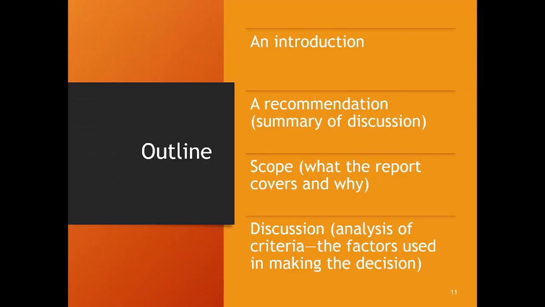A recommendation report consists of the following different sections: an introduction, a recommendation, sometimes called a summary of discussion, the scope, what the report covers, what it does not cover, and why. And finally, you'll have a discussion, which would be your analysis of the criteria, the factors that were used in the decision making, and things of that nature.